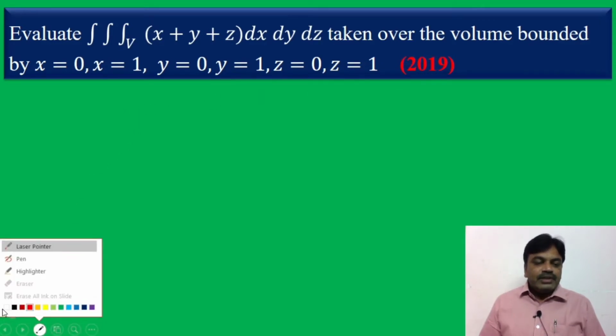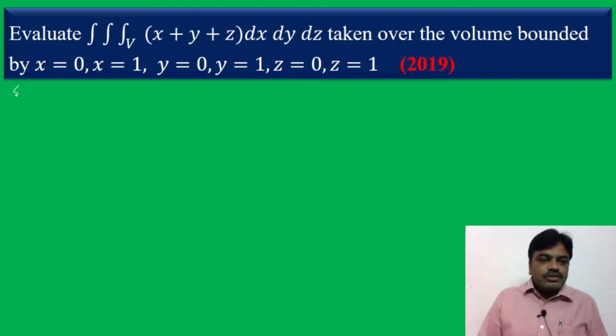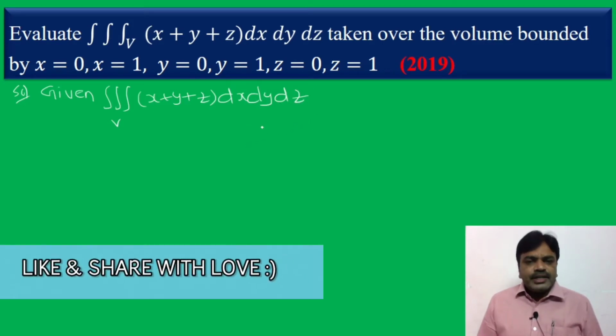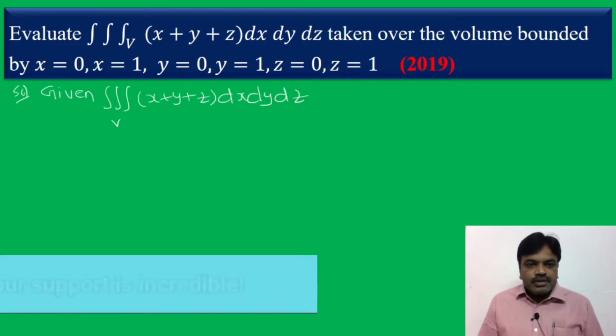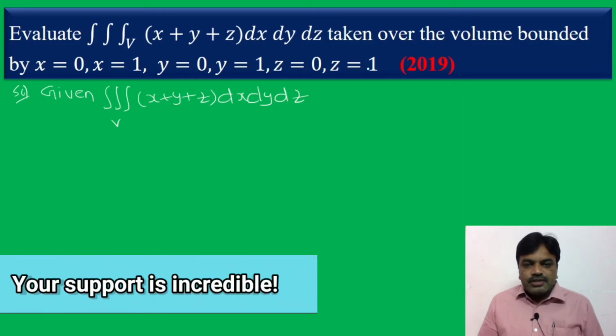First you write the given data, friends. So what is given? Solution: given the triple integral over V of (x plus y plus z) dx dy dz. Now it is enough to find the limits of x, y, z. He has already given the limits: x equals 0, x equals 1; y equals 0, y equals 1; z equals 0, z equals 1.